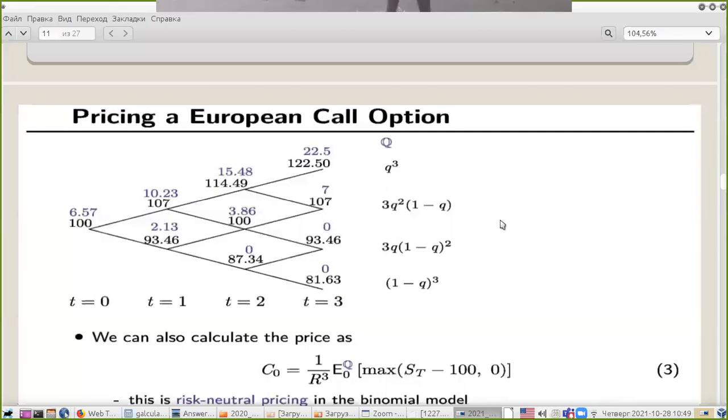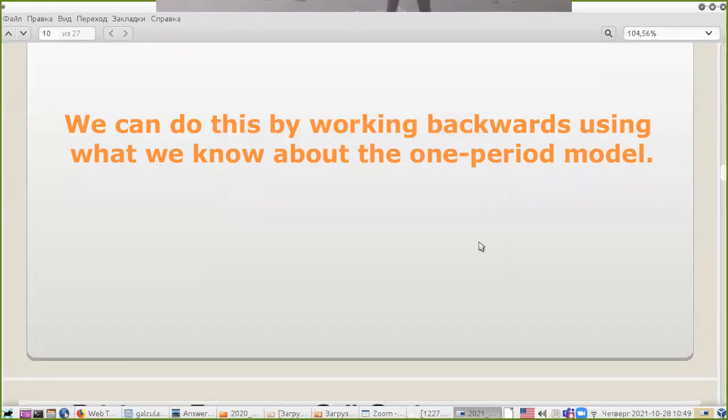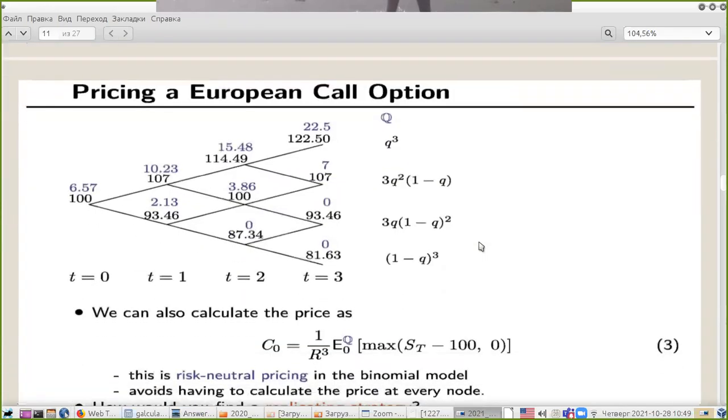So hi guys, and we continue pricing a European call option, and we consider the backwards method. For this method, the first step is to define the payoff function, and it's just this value minus strike price, so 122.50 minus 100, 107 minus 100. But if from this we deduct 100 it will be a negative value, so we write 0.